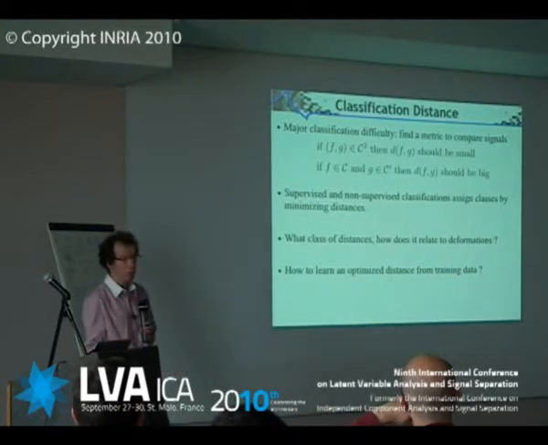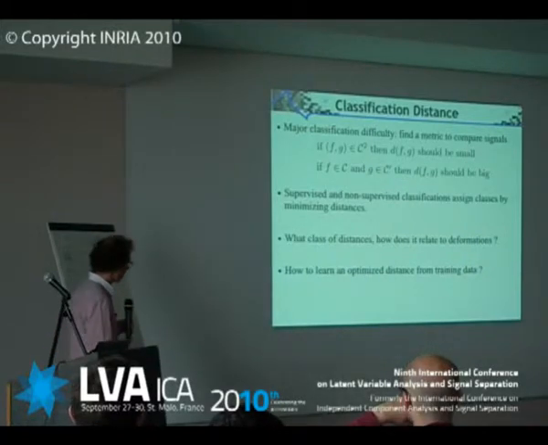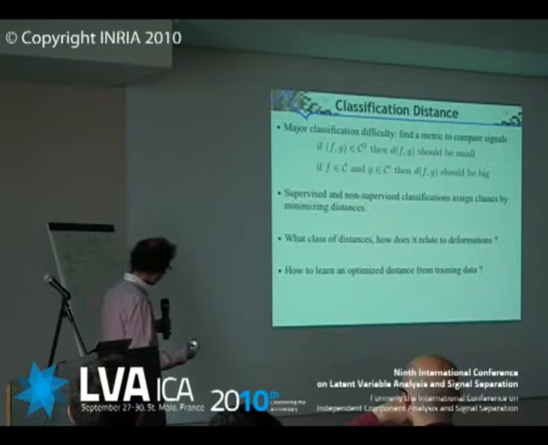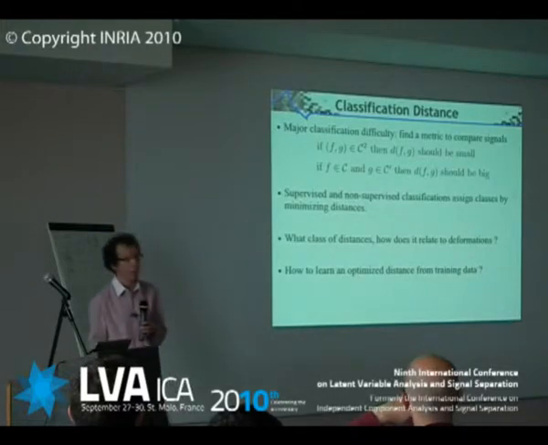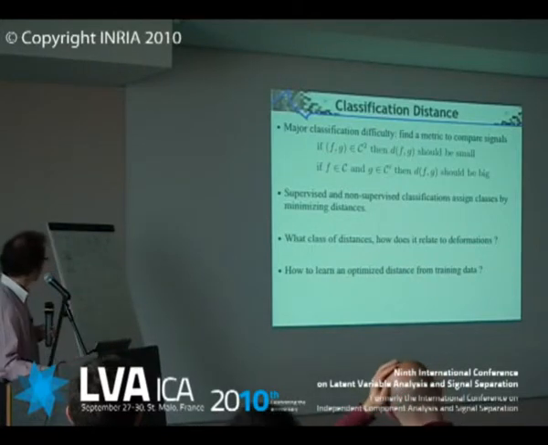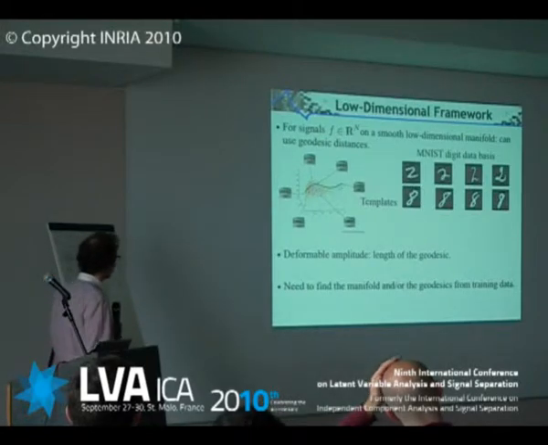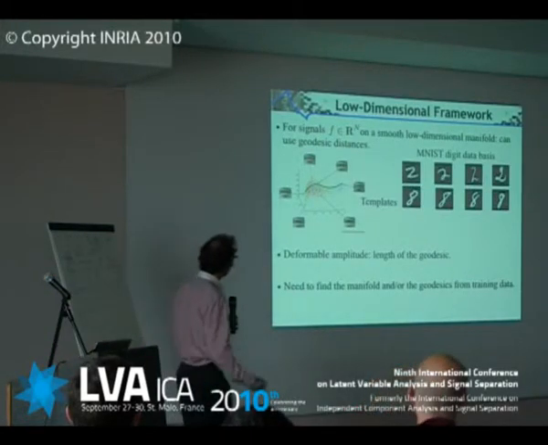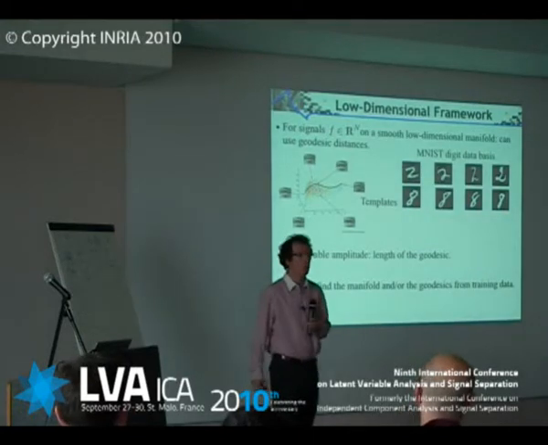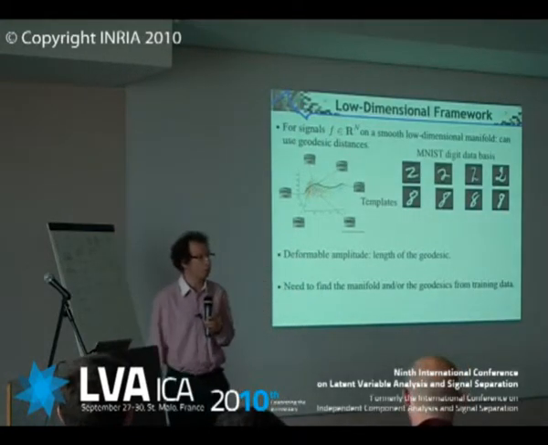We've seen that deformation is key to understanding the behavior, for example, of writing. The second question is, if you have data, how are you going to learn these distances? Everything will be more or less related to this issue of distance and how it relates to classification and to deformation. There is a low-dimensional framework in which all this is relatively well formalized.